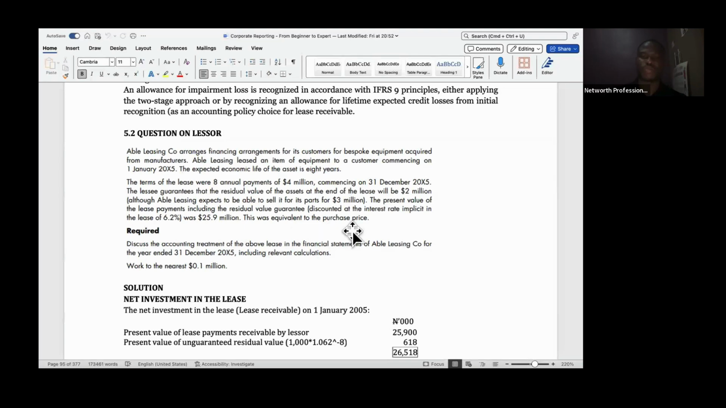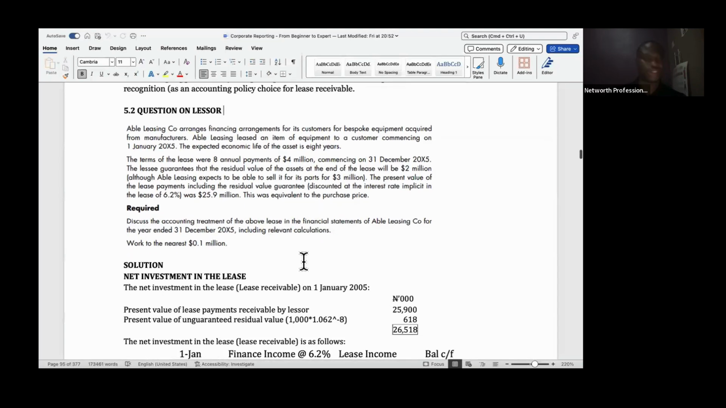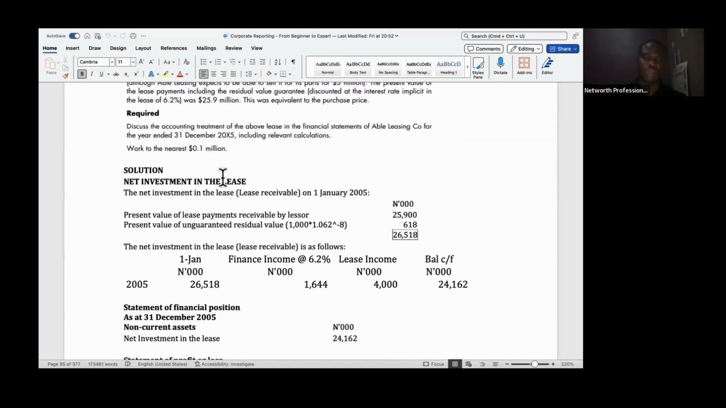So we are now asked to discuss the accounting treatments in the financial statements. Here, they want us to prepare a financial statement. For the lessor, the first thing you must always do in the exam is to determine the net investment in the lease. That's the only thing you need to do for the lessor, because the lessor is going to derecognize that asset from his books. We will now be left with a net investment in the lease.